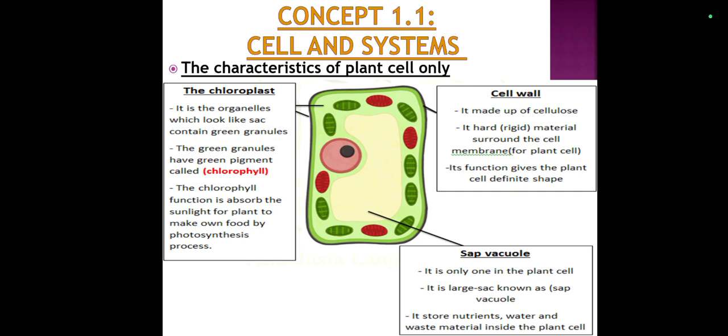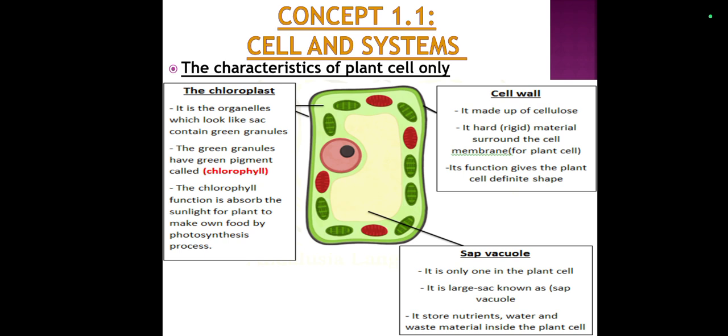In the animal cell, we have organelles called vacuoles. They are small vacuoles and there is more than one in the animal cell. But in the case of the plant cell, we have one sap vacuole. It's only one and it's a big one. It's a large sac known as the sap vacuole. The function of the sap vacuole and the vacuoles in the animal cell is the same, which is storing nutrients, water, and waste materials inside the cell.